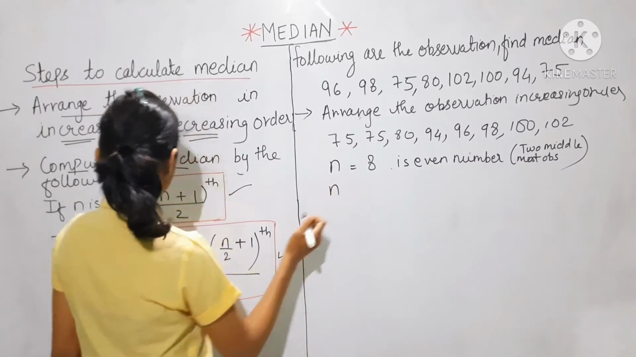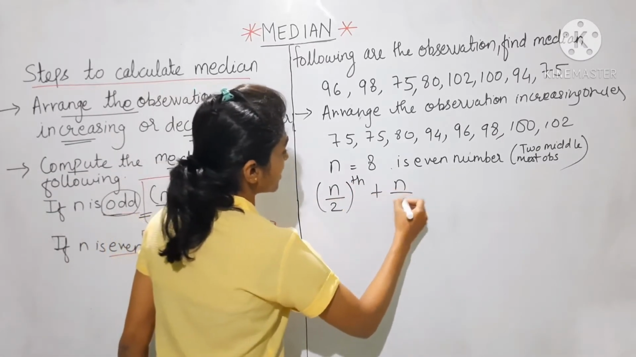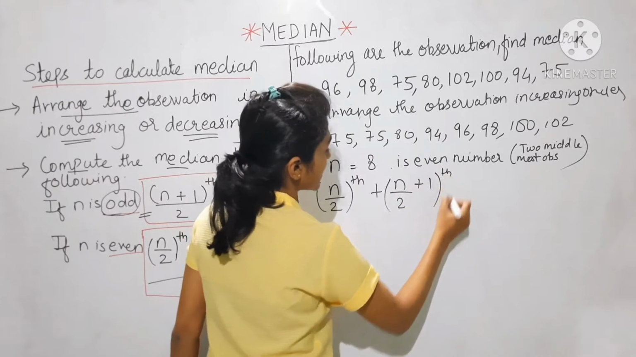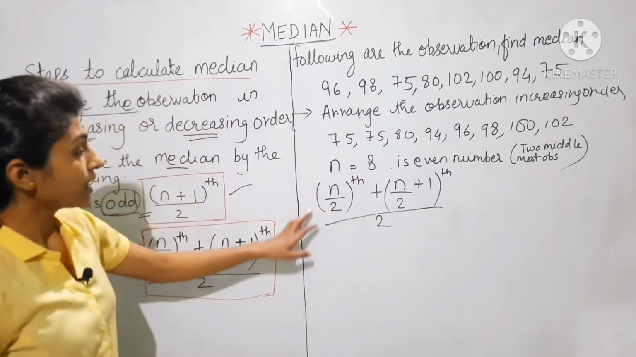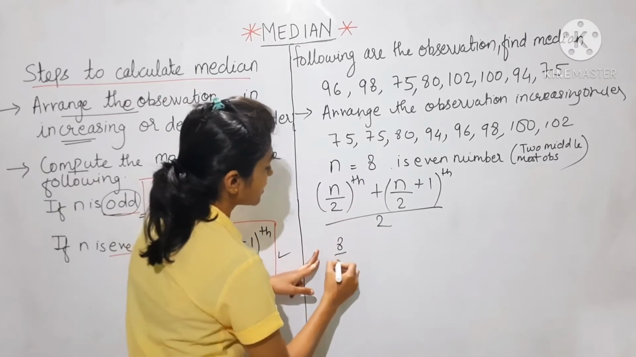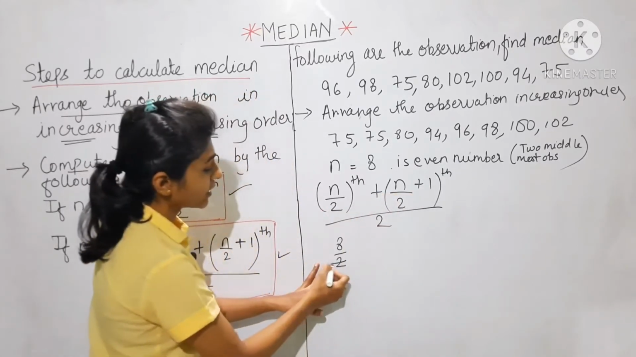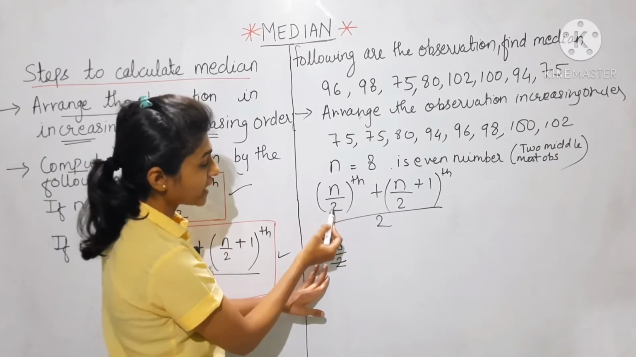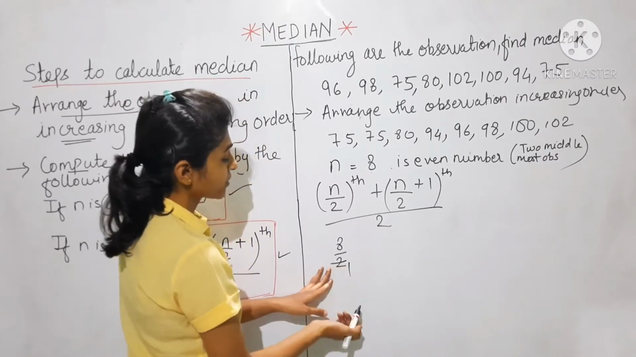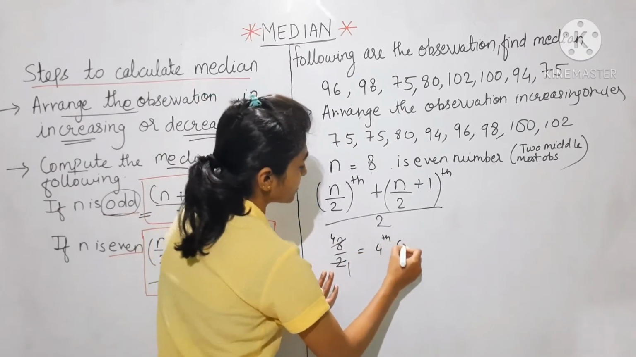So write down the formula: n upon 2 plus n upon 2 plus 1, then divided by 2. Now n upon 2, n is what? 8 upon 2. First we'll do this bracket, n upon 2. So 8 is n, divided by 2. So 2 ones are 2, 2 fours are 8. So fourth observation.